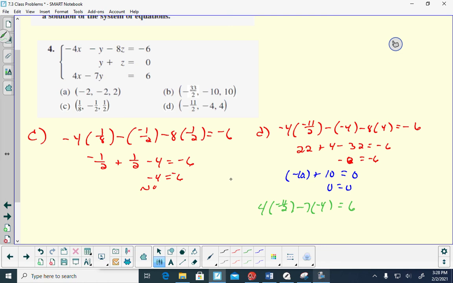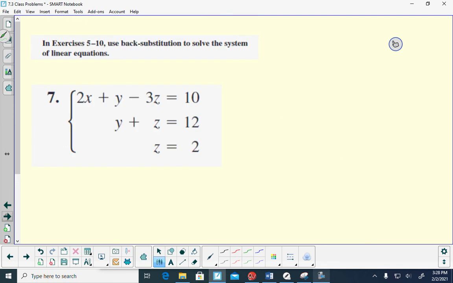So when I do that, I get negative 22 plus positive 28. So I do get 6 is equal to 6. Since it worked for all three equations, then I'm going to say that, yes, this is a solution. So A and D were solutions. C and B were not solutions.